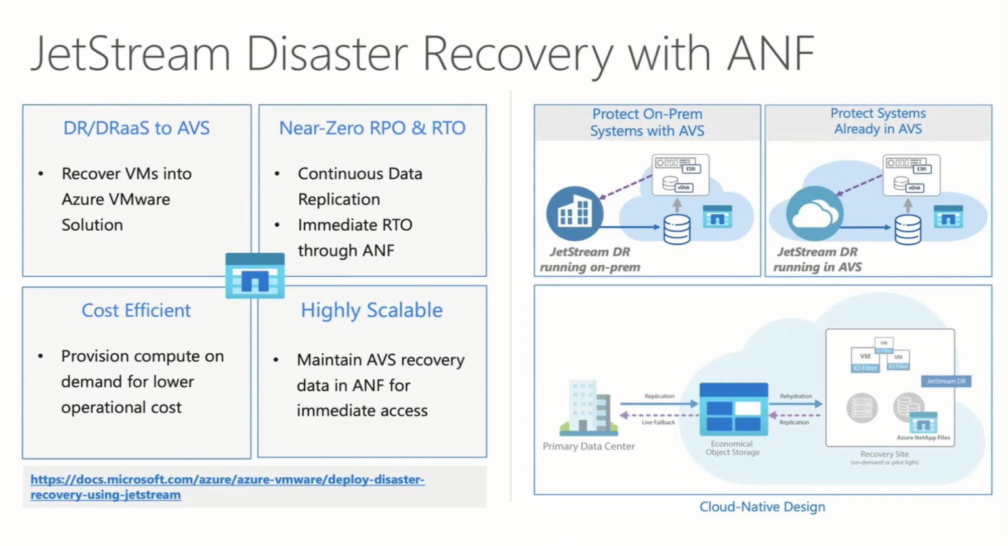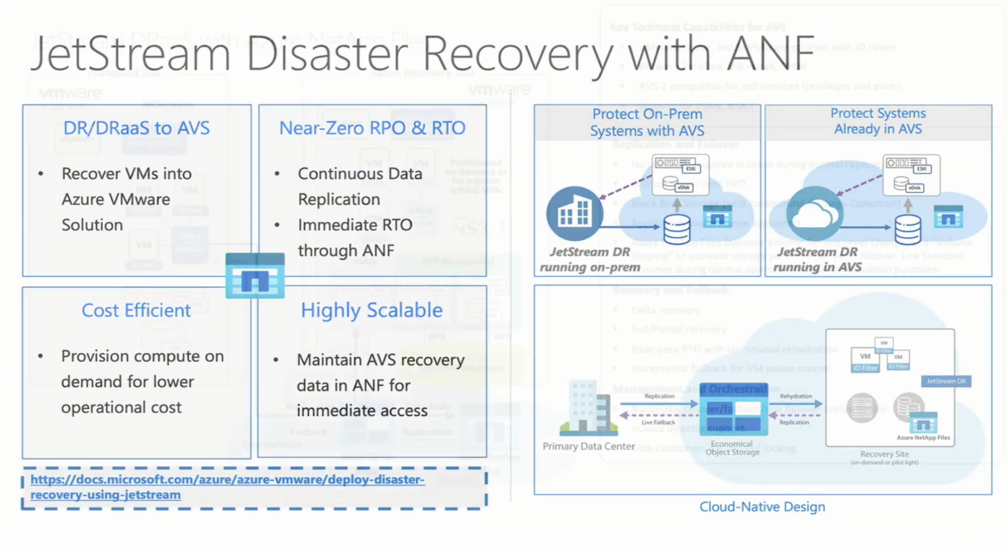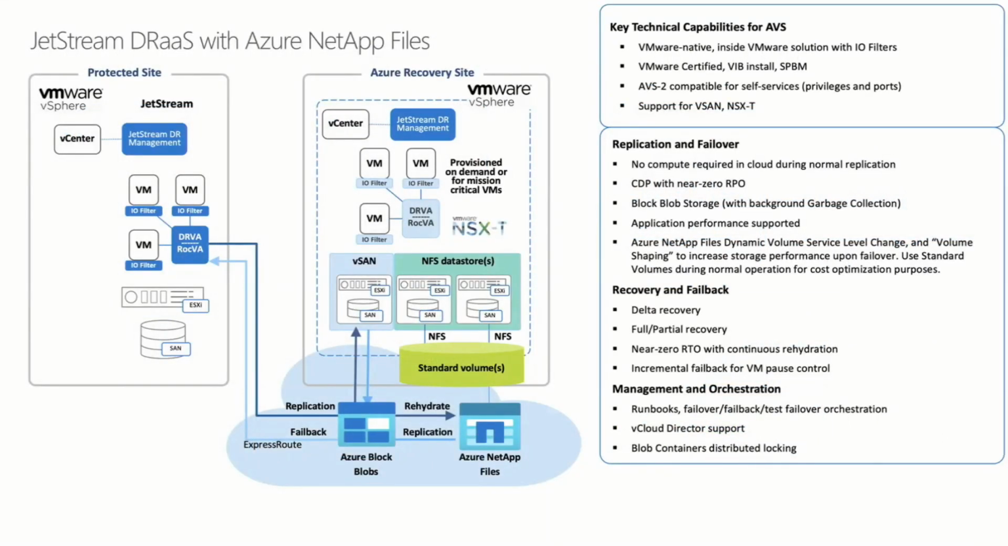The same configuration or architecture can also be used for customers who've chosen to go production in AVS with ANF. They're running certain workloads in production in Azure on ANF. They can use the JetStream solution for disaster recovery within Azure, between two AVS private clouds. And again, there is a link to a detailed description and architecture on azure.com. The next slide just gives a quick overview of the architecture.